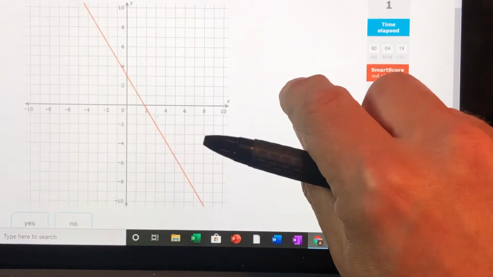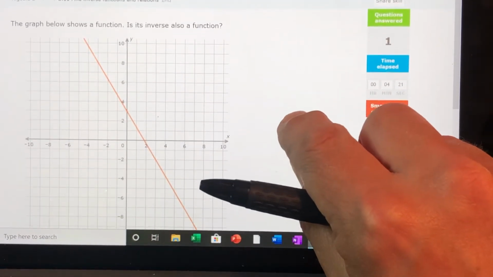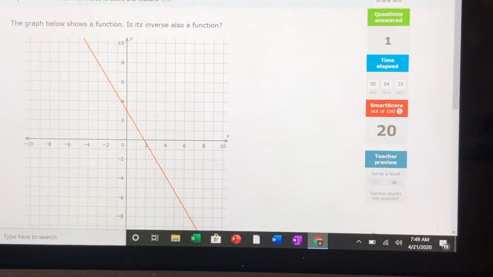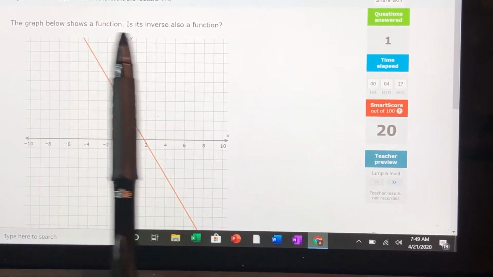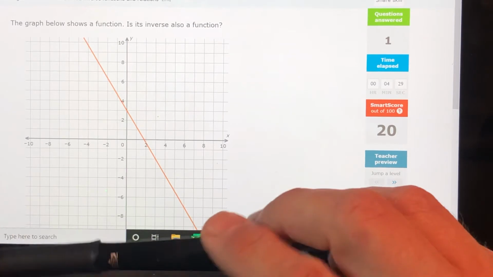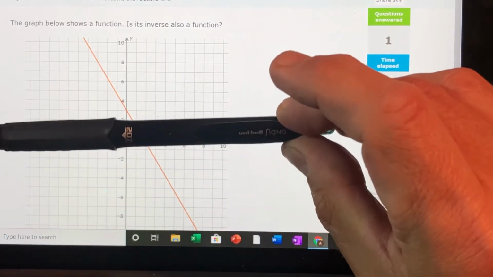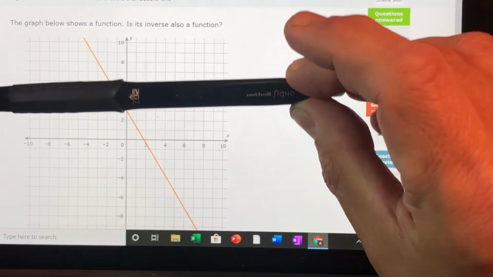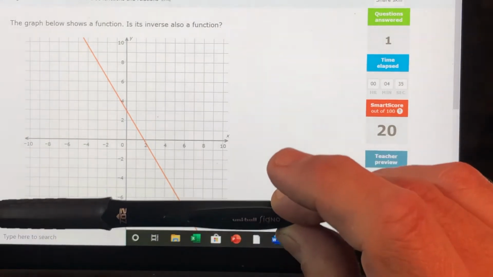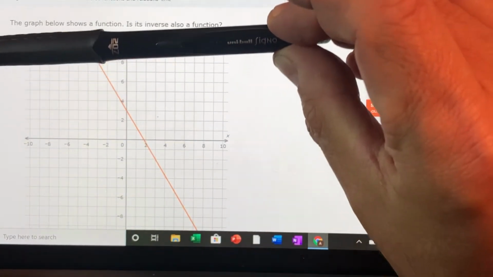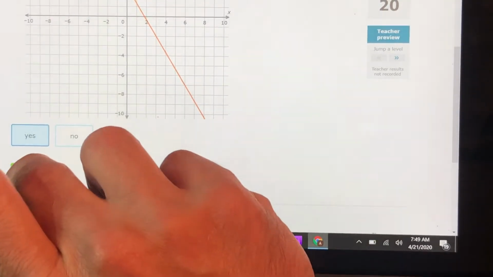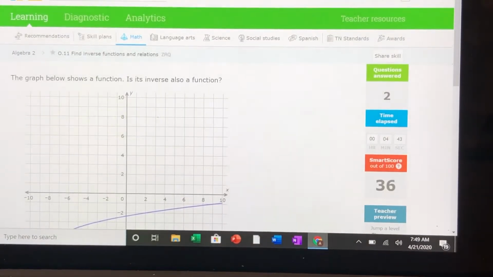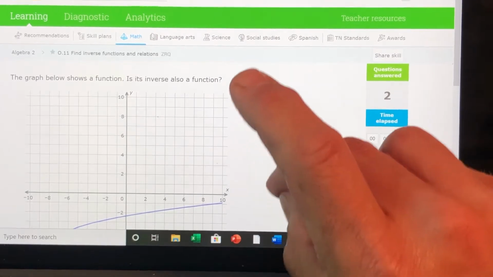Okay, well, let's see about this one. This one says the graph below shows a function. Is the inverse also a function? Well, the vertical line test, yes, this definitely is a function. What if we did the horizontal line test? Okay, it doesn't look to me like it's touching in more than one point at any one time. So therefore, it passes, and we would say yes.